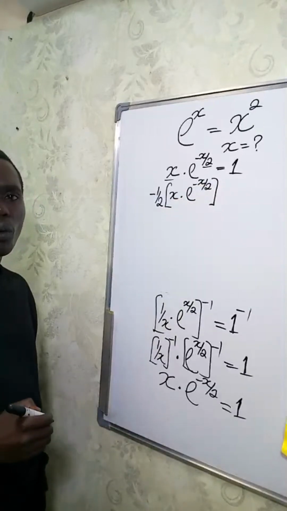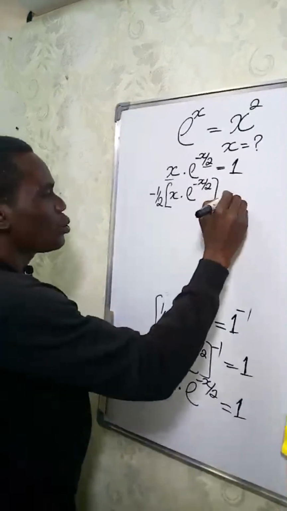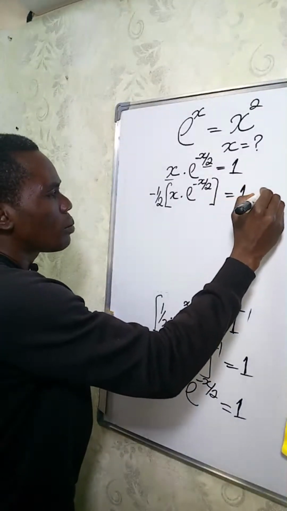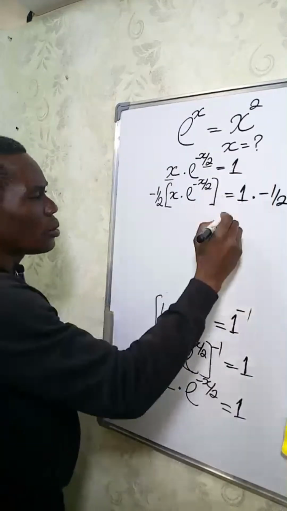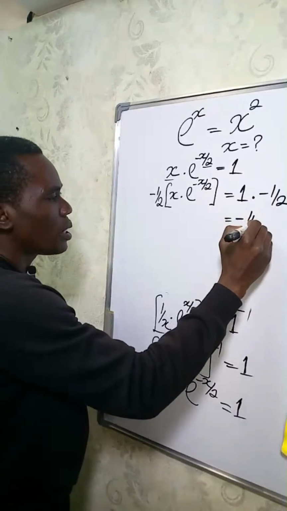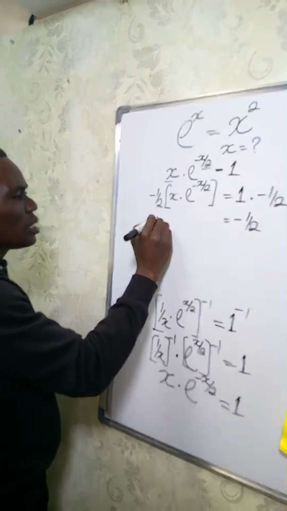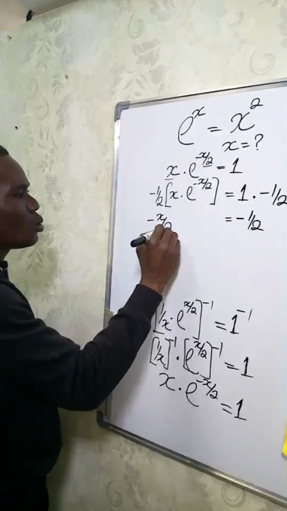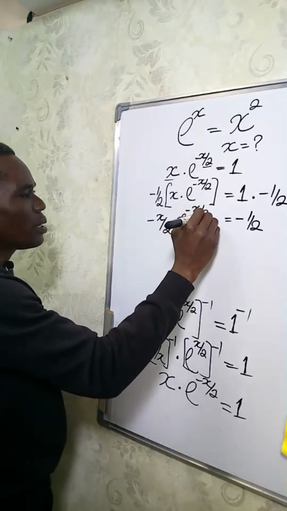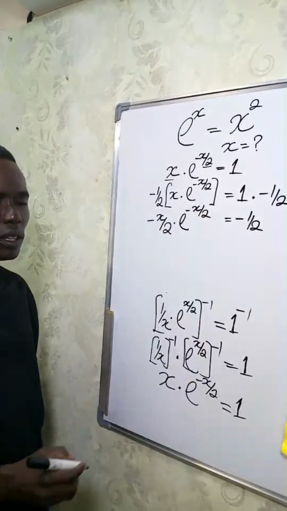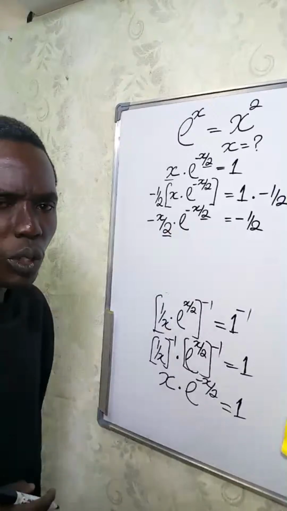And remember, whatever I do to the left hand side, I'll always do to the right hand side. And this will be equal to 1 multiplied by the negative 1 divided by 2. So this whole thing on the right hand side will give me negative 1 divided by 2. And then this whole expression will give me negative x divided by 2 multiplied by the exponent value of negative x divided by 2. Now, do you see something? That this is similar to this, and that is exactly what we want to arrive at.